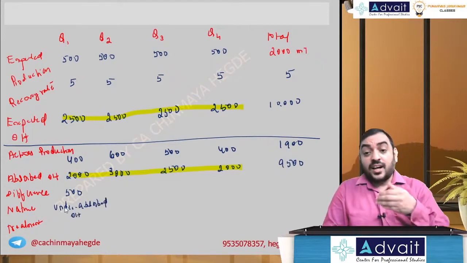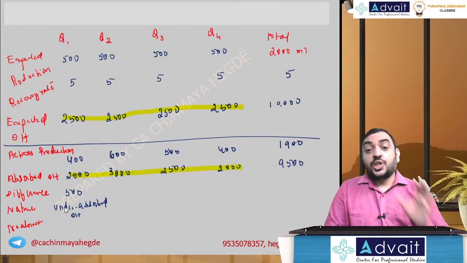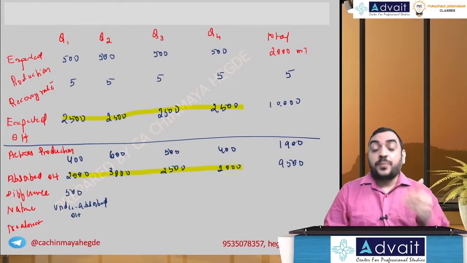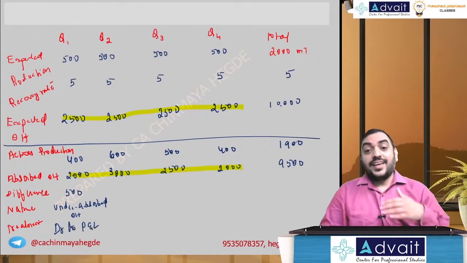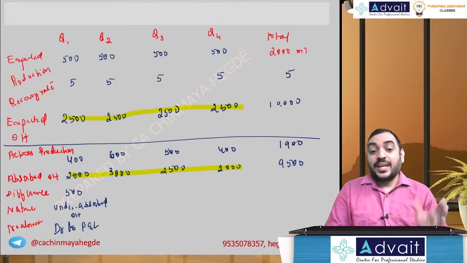Under absorbed overheads are in the nature of abnormal expenses. So it should not be taken to the cost of inventory. It will be expensed. So it will be debited to P&L. It is expense to P&L. Debit side of P&L.